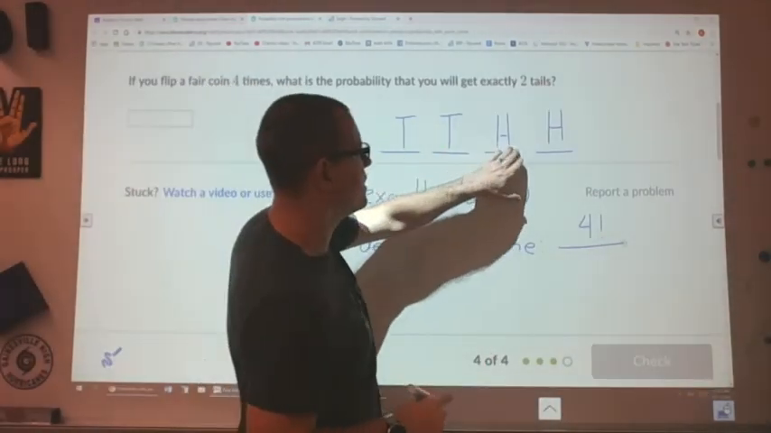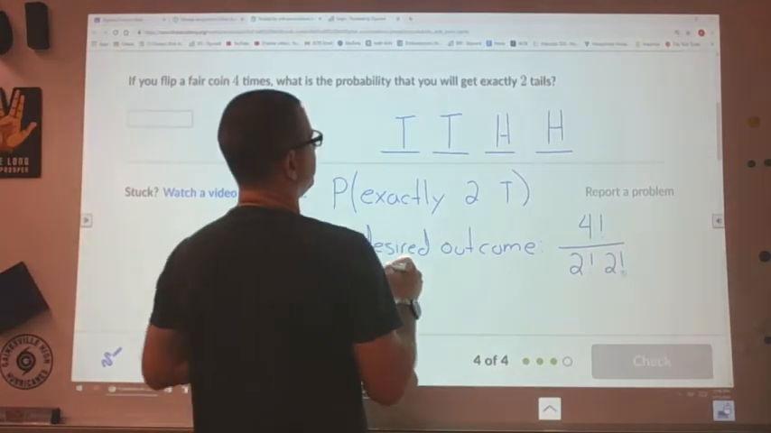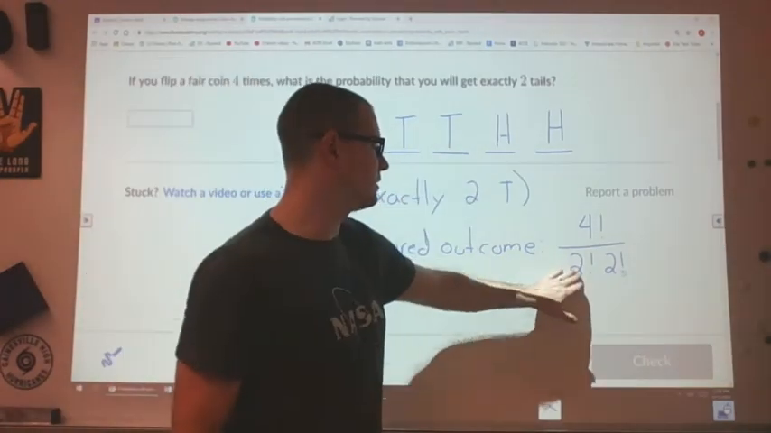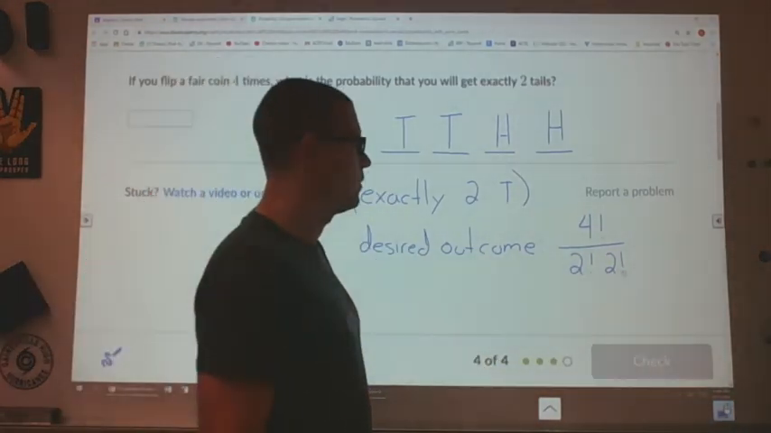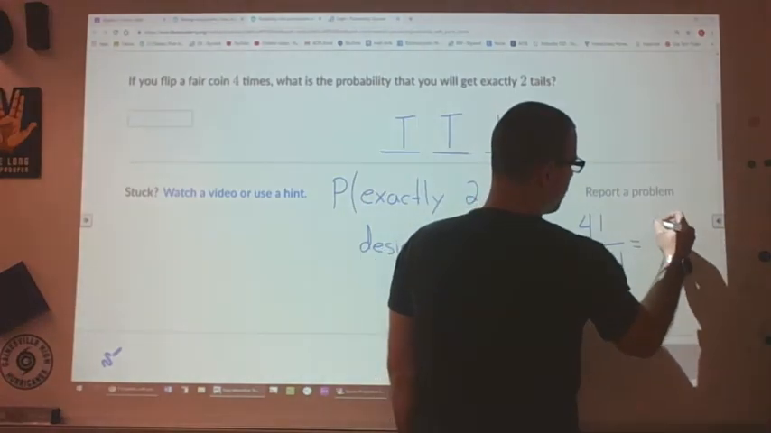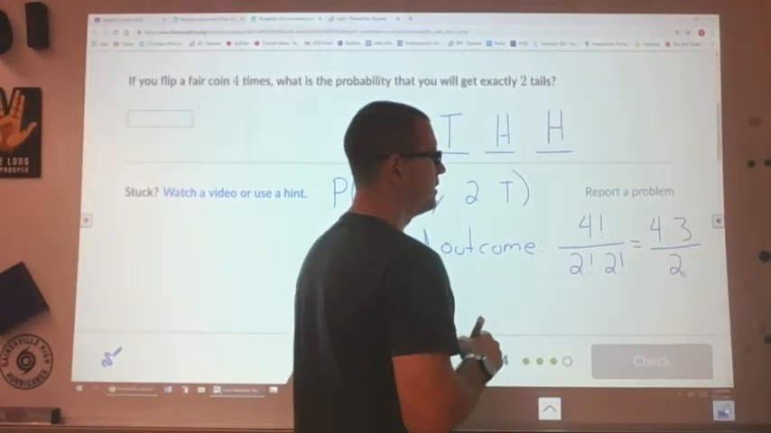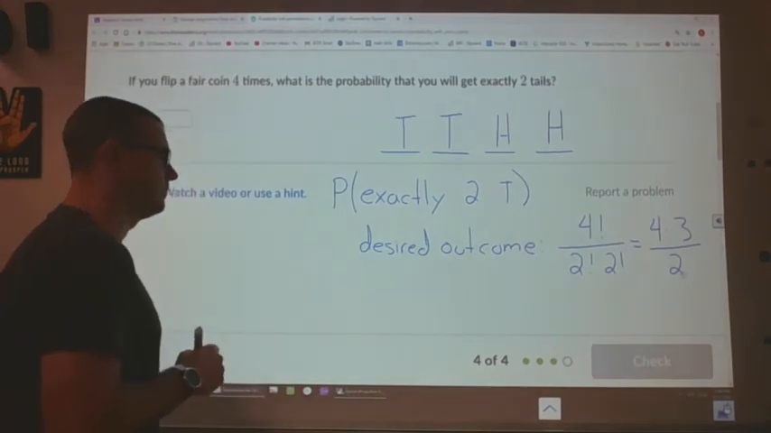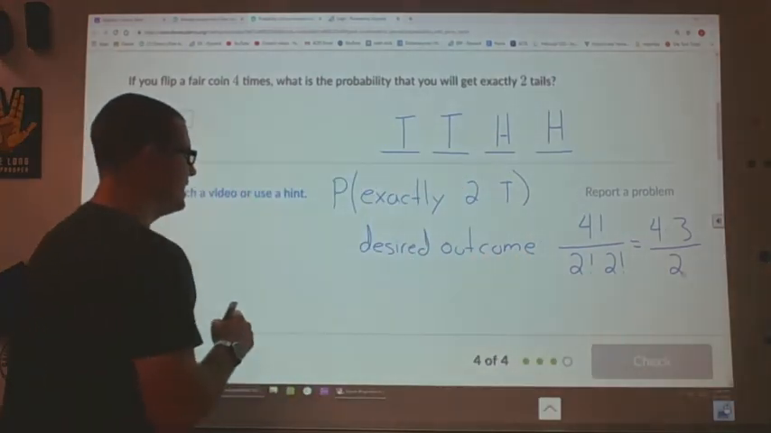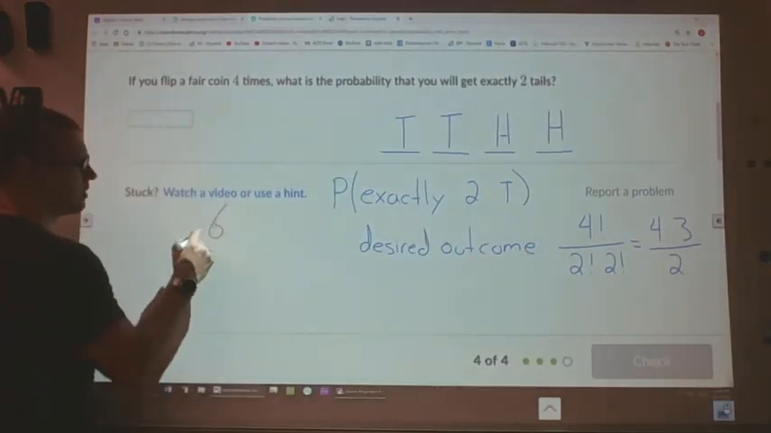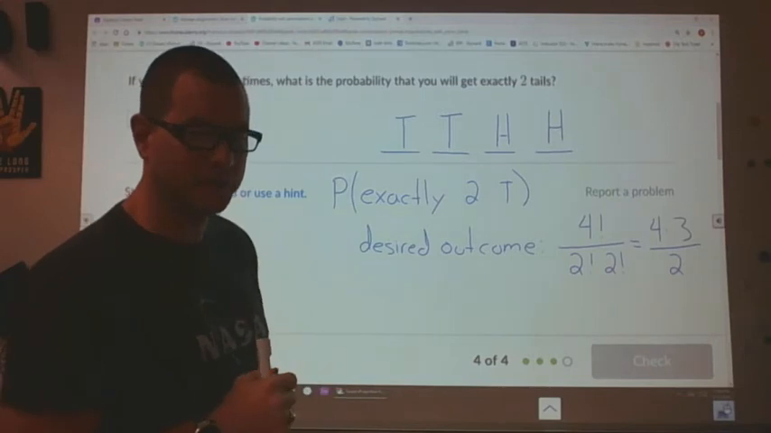And because these are the same and these are the same, we're going to divide their orderings out. Because if this tails and this tail switch places, it doesn't count. And if this head and this head switch places, that wouldn't count. So we need to divide that out. So what this ends up as is 4 times 3 over 2, canceling the 2 factorial down there, and that is 6. 4 times 3 is 12, divided by 2 is 6. So there are 6 ways that we could get exactly 2 tails. There are 6 desired outcomes.